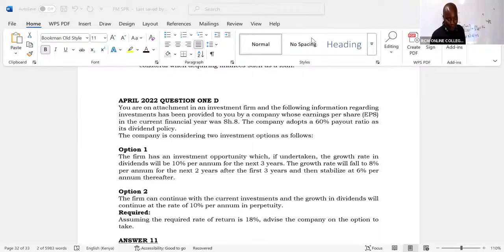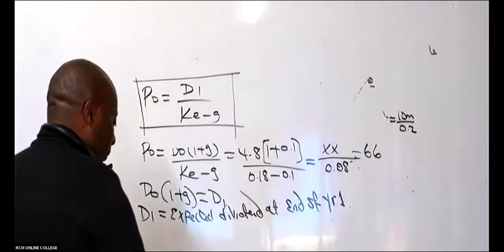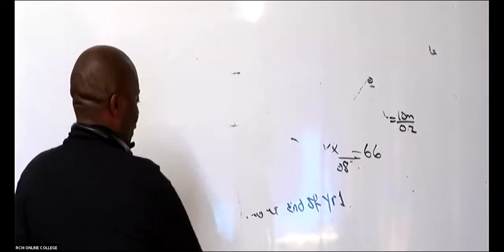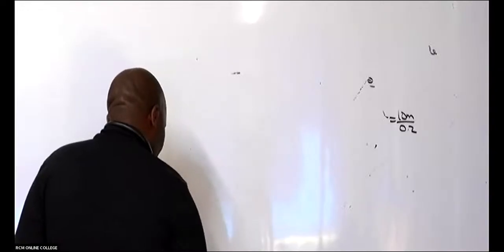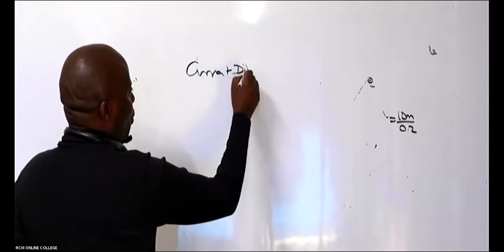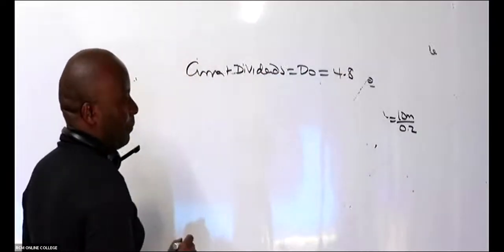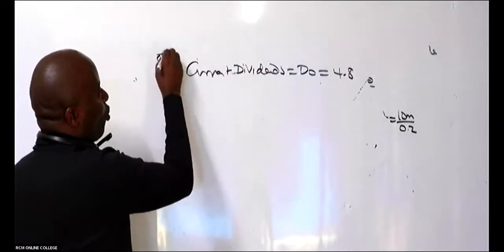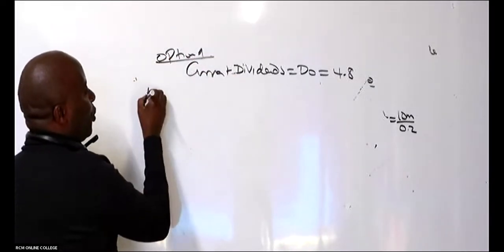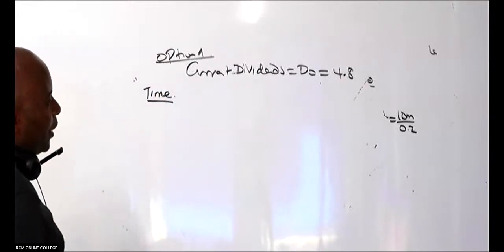Now, please listen to me very well. Remember, we have current dividends. The current dividends, what we are calling our D0, is 4.8. So remember, this is option one. Option one, what I will do, I will come and write time.